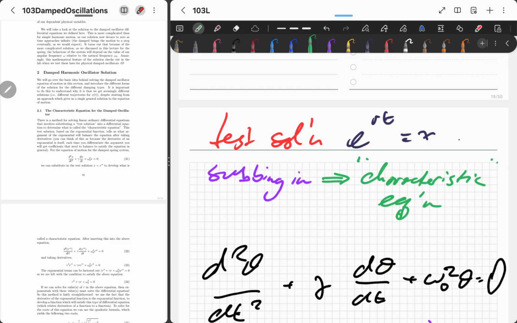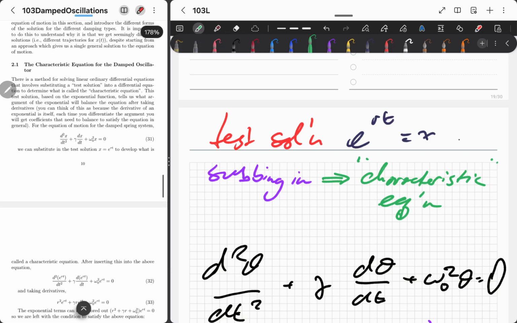So what we can do is we take a test solution, x equals e to the rt, and plug it into our equation of motion. We know that two derivatives of this will be related to one derivative of this, which will be related to this.